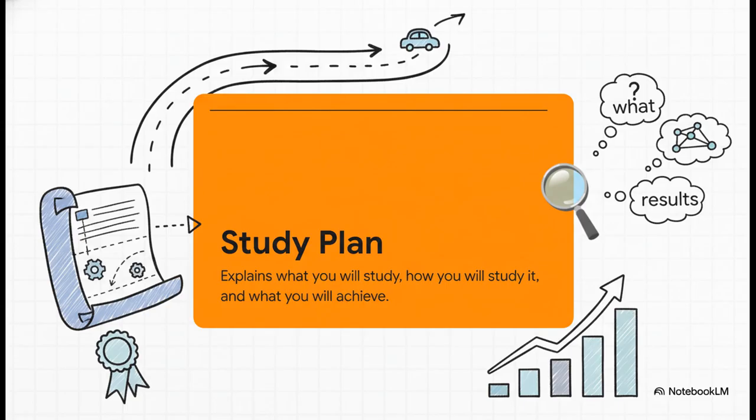First up, we've got the study plan. This is your blueprint. It's your strategic roadmap for your academic future. It's a super practical, forward-looking document that basically tells the admissions committee, hey, I've really thought this through. I have a concrete plan for my time here. It is all about the what, the how, and the results you're going to get.